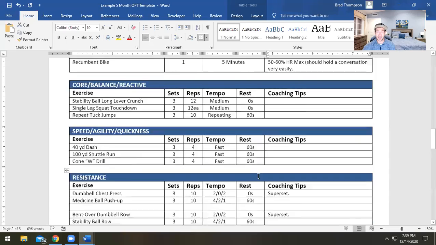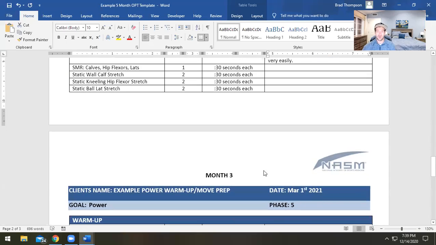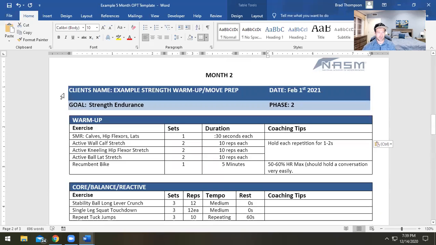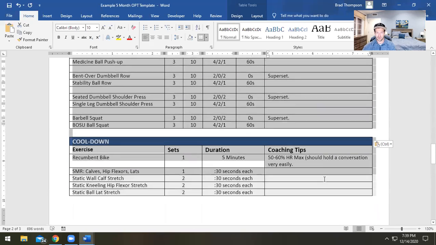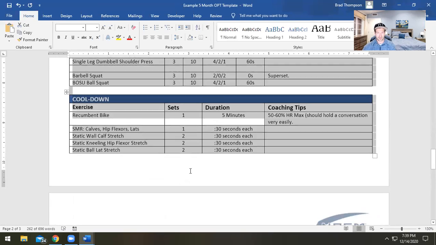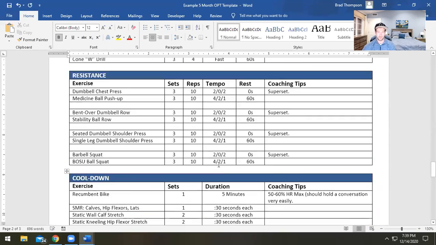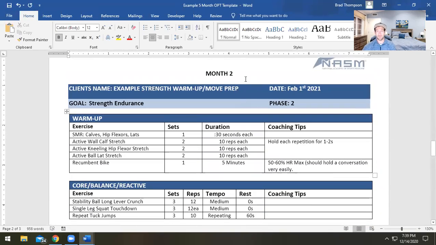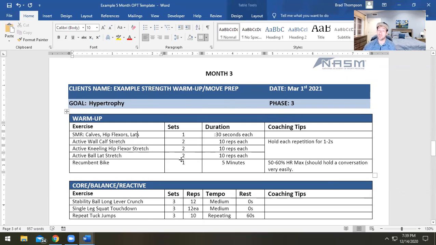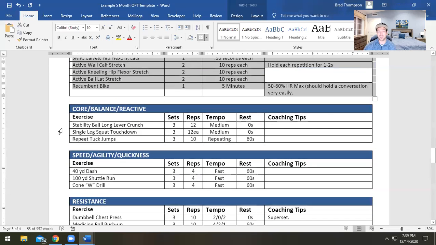All right, let's do month 3 now, which means I'm actually going to just copy all this. So, copy, and then paste it there. All right, month 3 is now phase 3. So we got to do March. And this is an example hypertrophy routine. So we get to do the same warm up. We get to do the same movement prep.